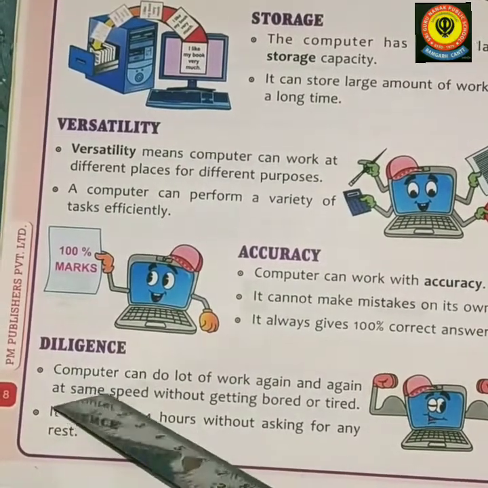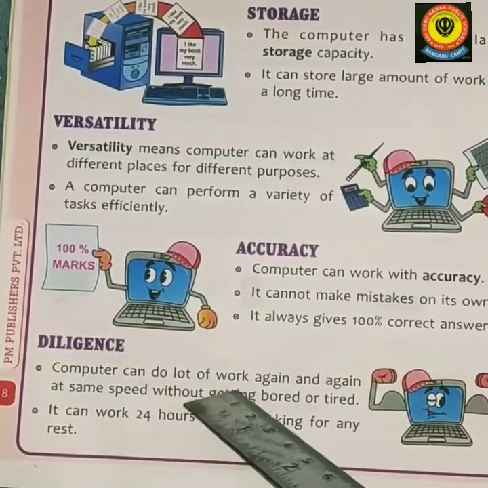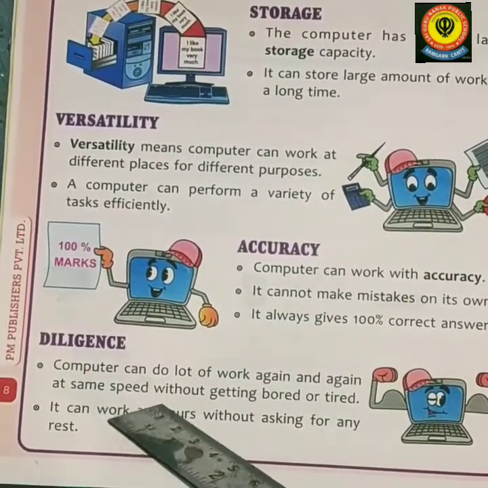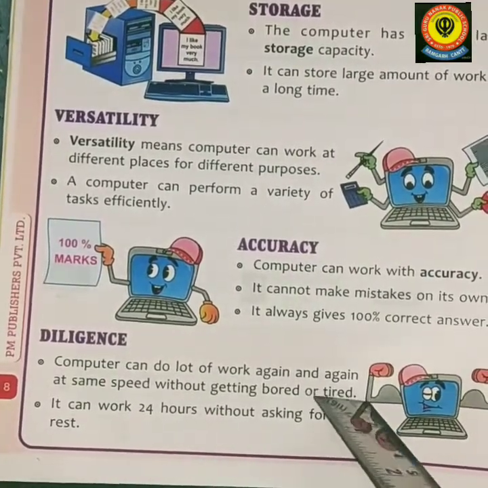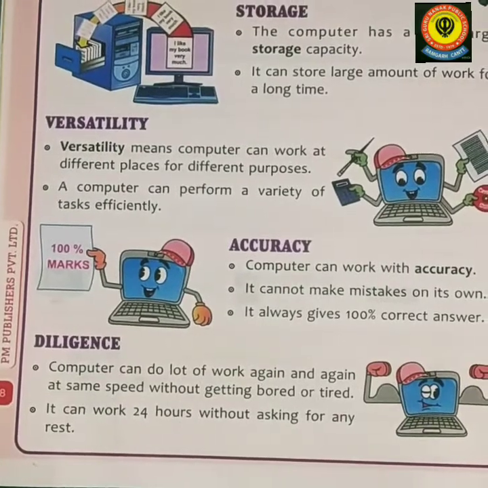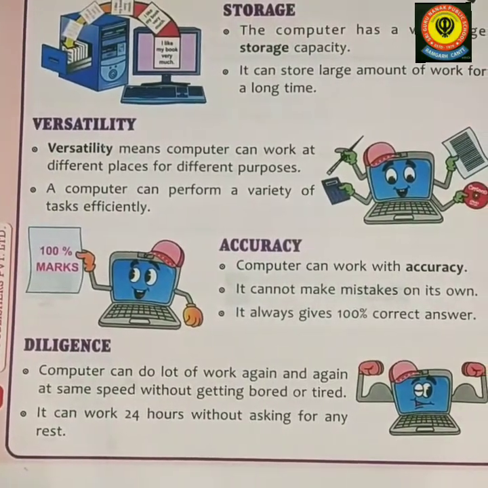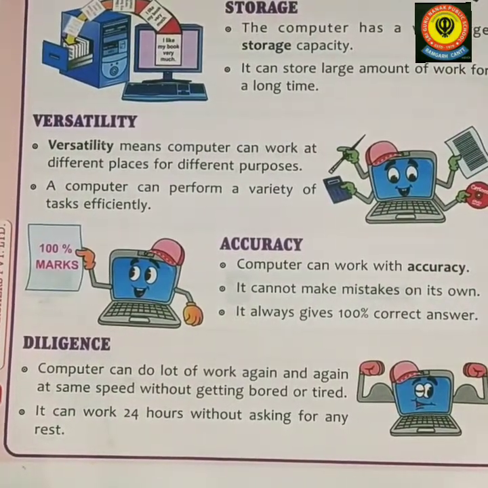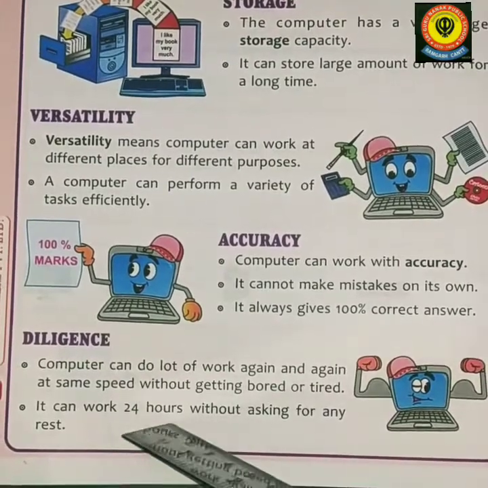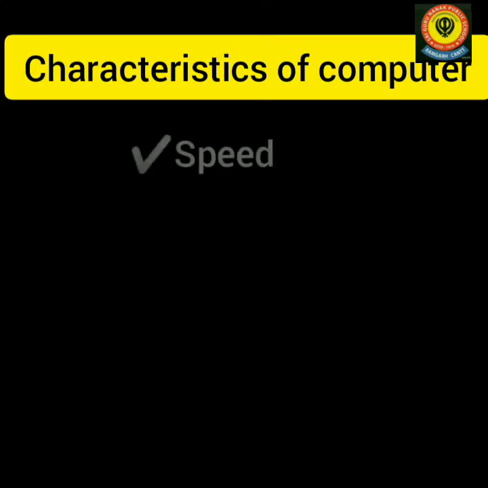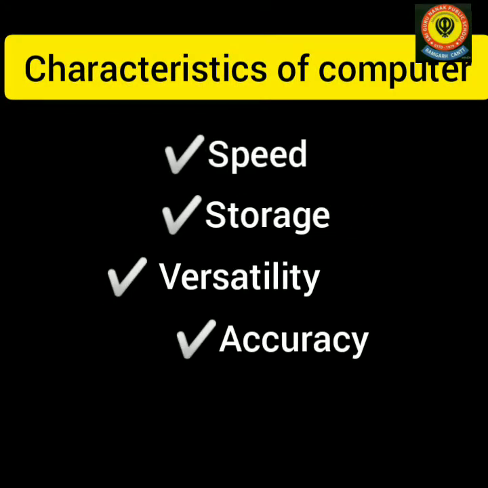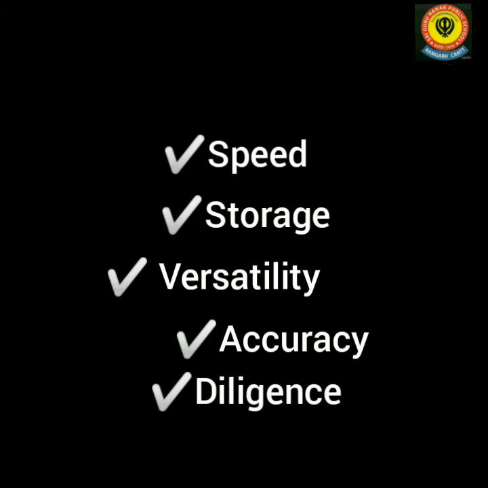Fifth one is diligence. A computer can do a lot of work again and again at the same speed without getting bored or tired. Right? A computer can do work again and again. It never gets tired. It can work 24 hours without asking for any rest. So we came to know that a computer has speed, storage, versatility, accuracy and diligence.